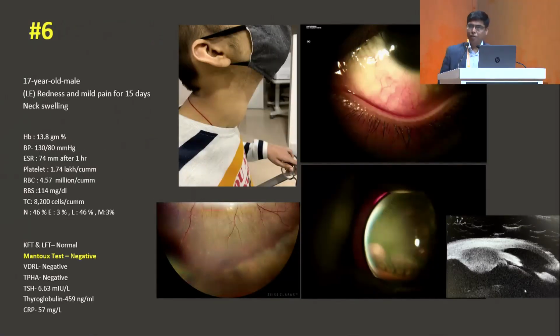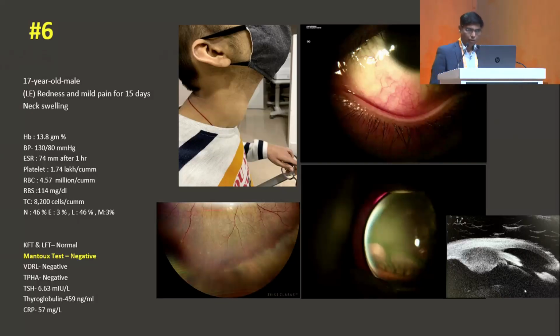Now, this patient was a 70-year-old who presented to us with a neck swelling and a mild pain in the eye, and you can see some congestion. On examination, what we also found, which you can see in the picture, was a mass in the ciliary body region, which can also be seen on the UBM. And there was evidence of peripheral vasculitis.